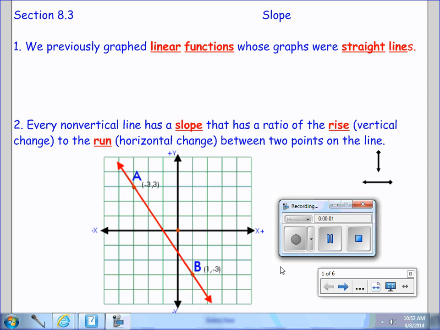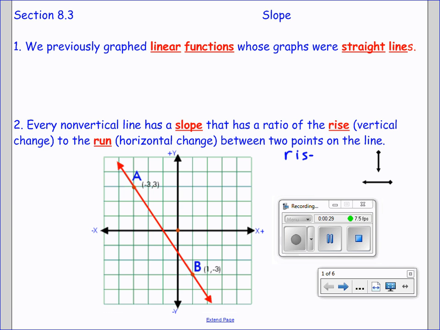Now, in this section, 8.3, we're going to be talking about slopes. We previously graphed linear functions whose graphs were straight lines. Every non-vertical line has a slope that has a ratio of rise, which is a vertical change, to run, which is a horizontal change between 2 points. So we have been talking about ratios. So this ratio is going to be rise over run.